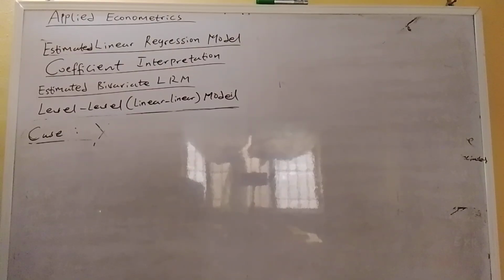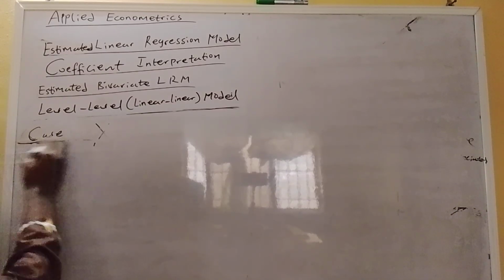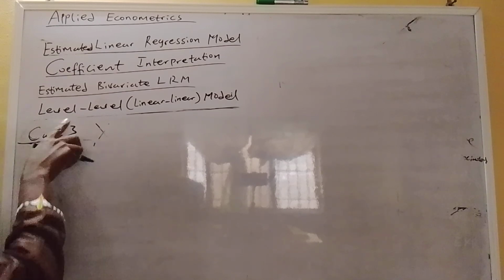So we are still on the interpretation of the estimated regression model coefficients. We have been using a bivariate linear regression model for this. We are still on the level model, also known as the linear model. In this class, we are going to be treating another case, that is case 4.